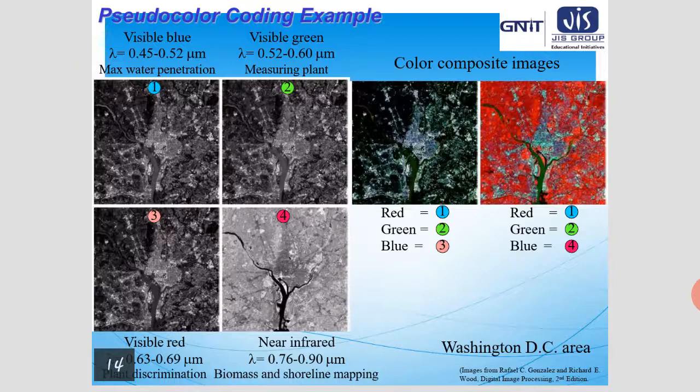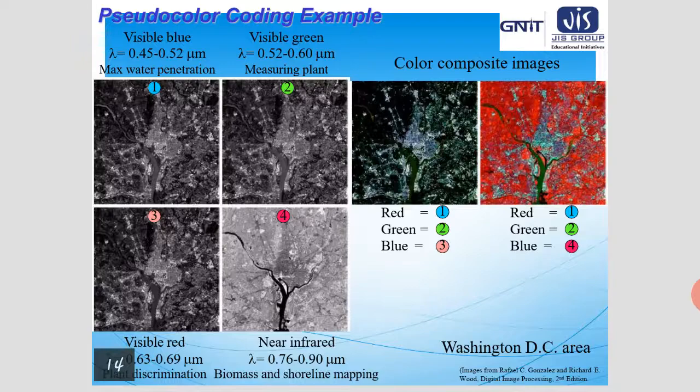We can see here the first image is visible blue, whose lambda is equal to 0.45 to 0.52 micrometer, and the maximum water penetration is given here. For the second image, visible green, lambda is equal to 0.52 to 0.60 micrometer, which is the measuring plan. The third image, visible red, has a value of 0.63 to 0.69 micrometer, and the corresponding value has also been shown.